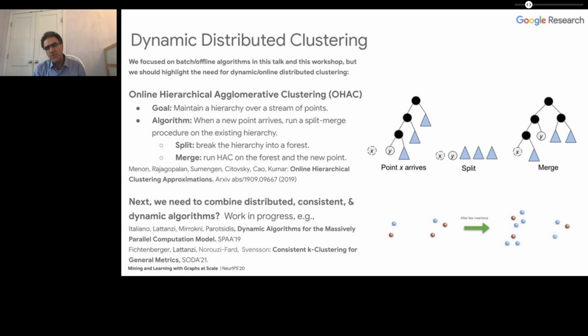Let me just add one point. Throughout the talk, we discussed distributed offline or batch clustering algorithms. In reality, we also need dynamic or online clustering algorithms. There have been recent studies and an algorithm for online hierarchical agglomerative clustering, in which we need to deal with splits and merges in a dynamic manner in a hierarchical clustering solution. We also explore making these dynamic algorithms distributed and consistent over time. This is an active area of research for our team.